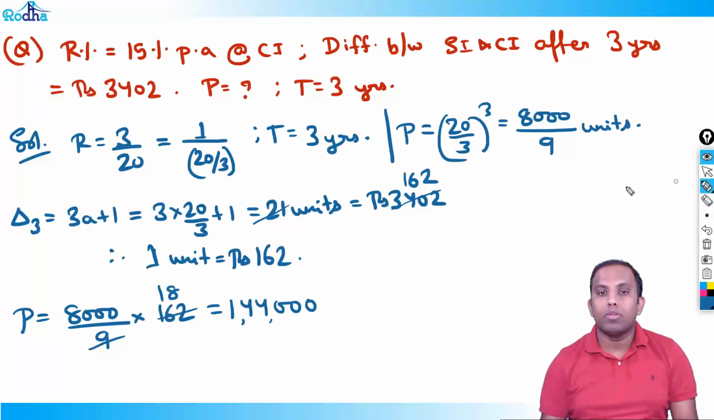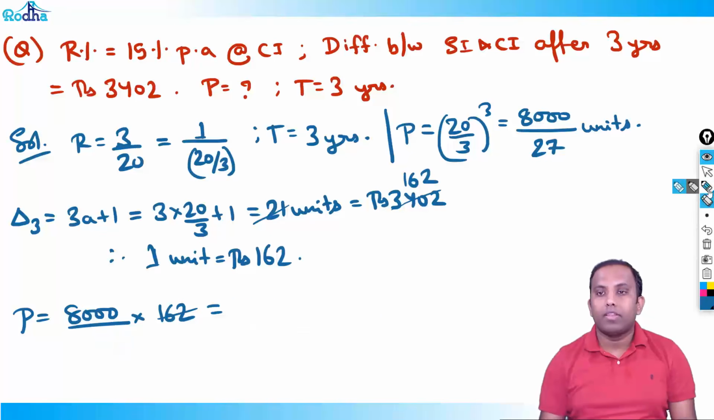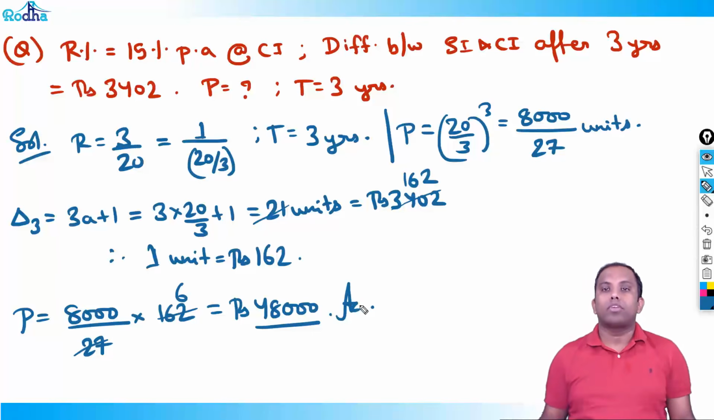Check for any calculation mistake. Delta 3 is 3a plus 1. 21 units is 3402, so it is obviously 162. That's fine, 1 unit is 162. So 8,000 by, okay, sorry, we got a mistake here. It's 8,000 by 27. That goes 6 times, right? 6 times. So the answer is 48,000. 48,000 is the answer for this question.